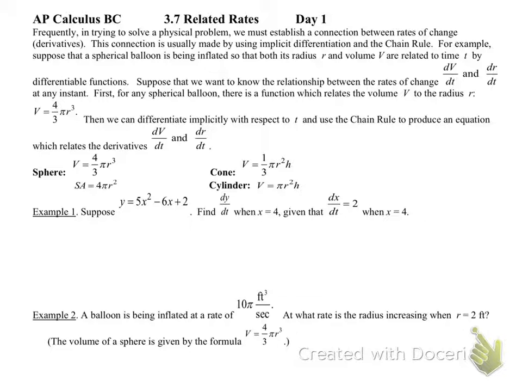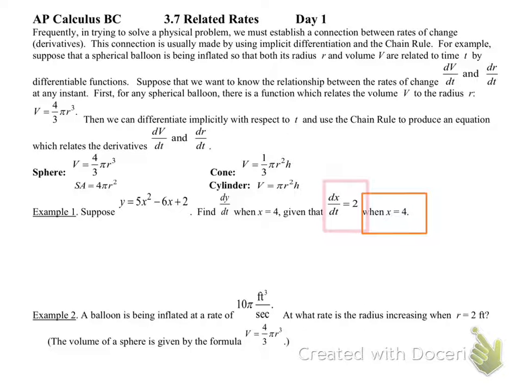Suppose y equals 5x squared minus 6x plus 2. We're going to find dy/dt, which is the derivative of y with respect to time when x equals 4, given that dx/dt equals 2 when x equals 4. Now we are being given right here a specific rate of change at a specific x value. It is really important to notice that this is not always the rate of change of x.